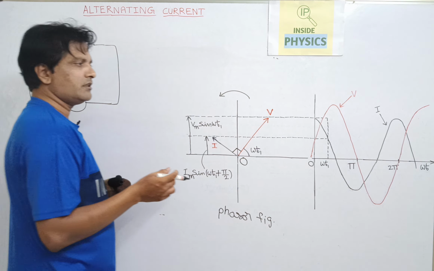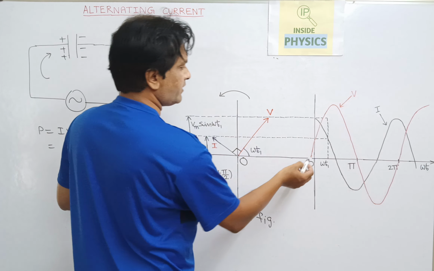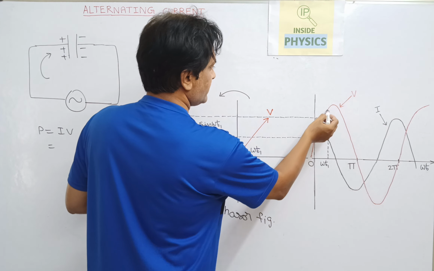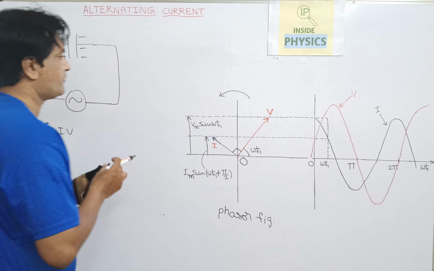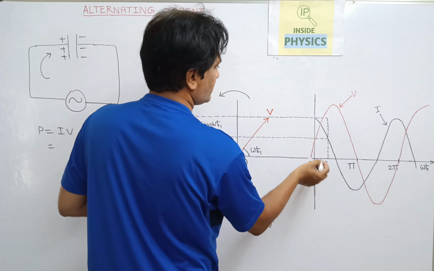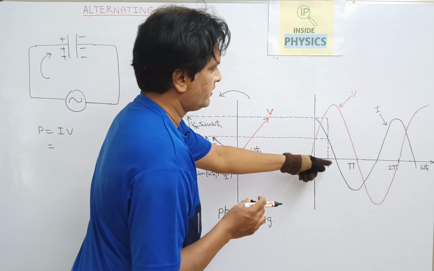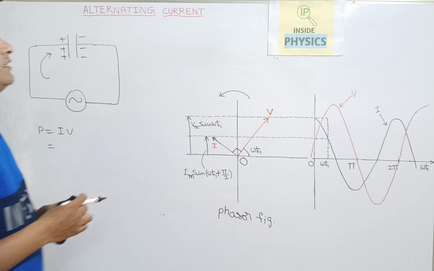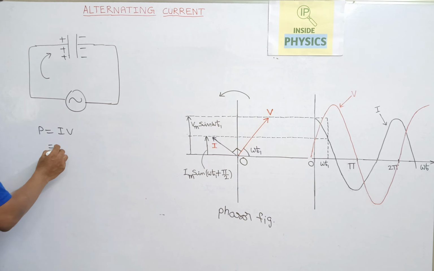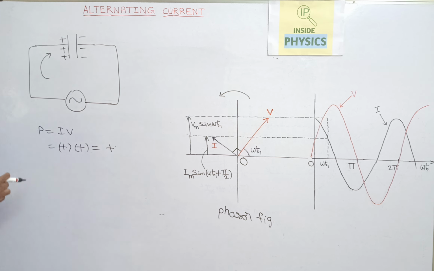So in the first quarter of this cycle, you just see what I am explaining. This is how the current is increasing. The voltage is increased and it is positive, and the current is on the positive side and increasing. So it is positive into positive, the power consumption is positive.